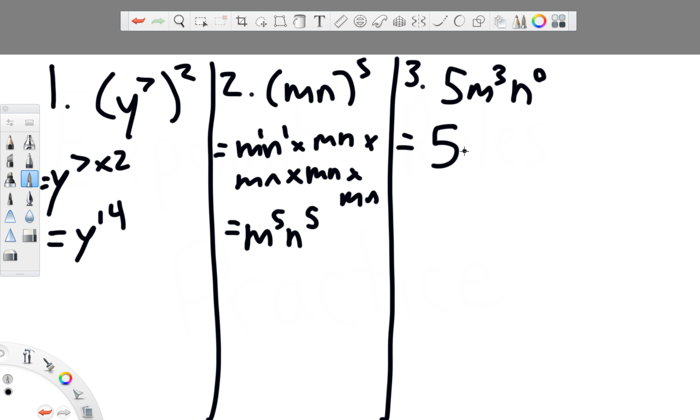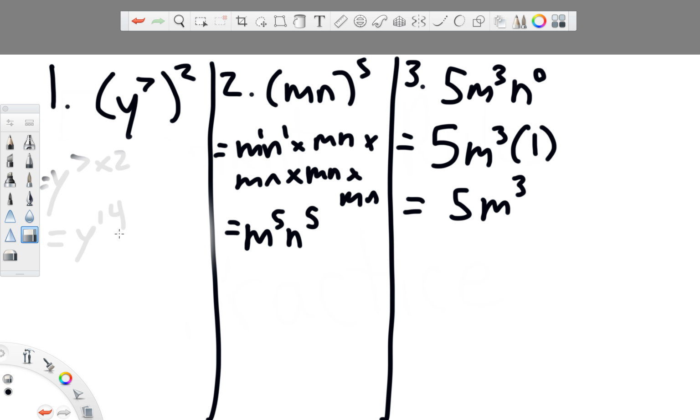Okay, now this one is not a trick question, but you have to understand the exponent rules, right? So we have 5m to the power 3. And when we have any variable that's not 0, so we're assuming that this n is not 0, and we raise it to the power 0, it's just going to equal 1, which just equals 5m to the power 3. Awesome. Let's do some more examples.